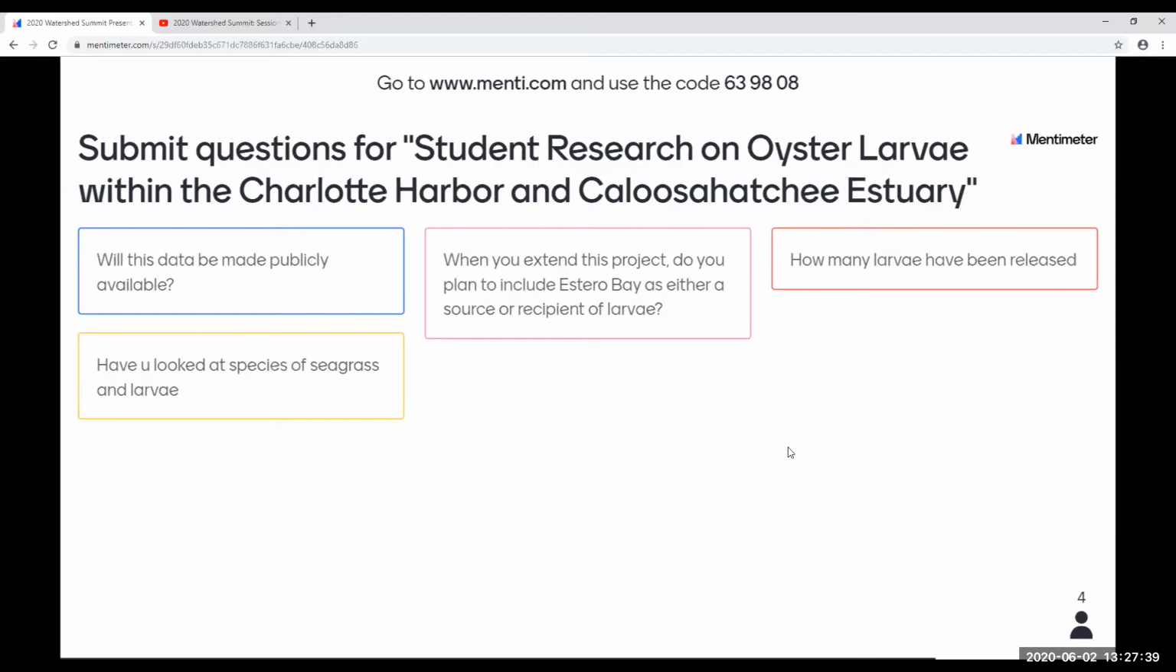Have you looked at species of seagrass and larvae? So I've only worked on oysters, but this particular template could easily be adapted for other organisms. So that's kind of the utility of this template. As long as you know what parameters are needed, you can essentially just plug those values or equations into the template. So if you're interested in seagrass or other organisms, you could definitely develop a template for those specific organisms.